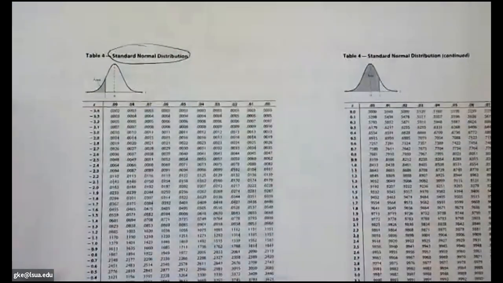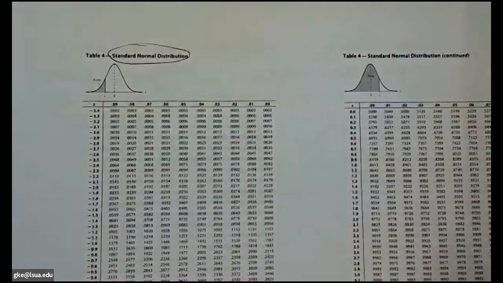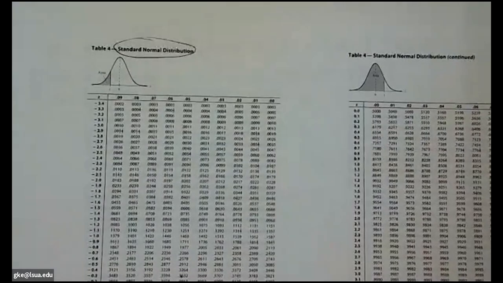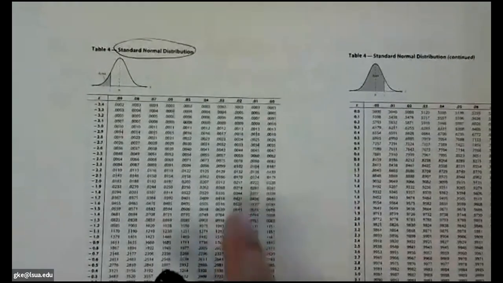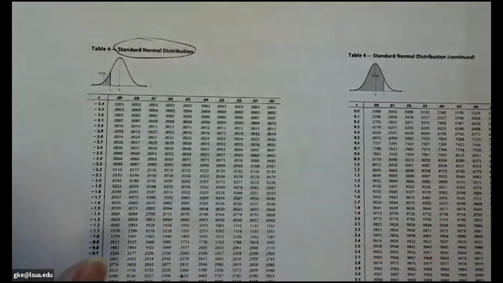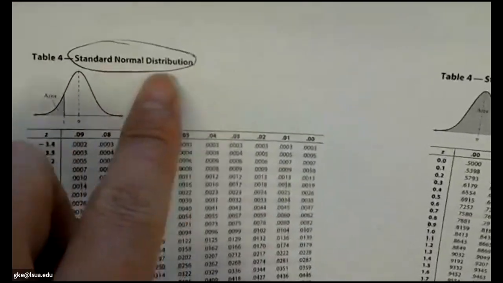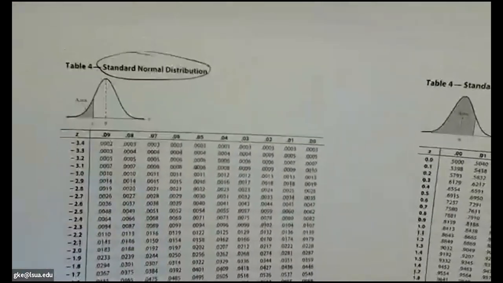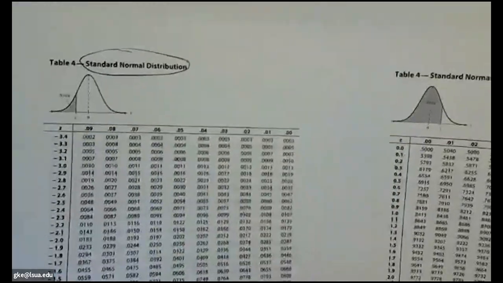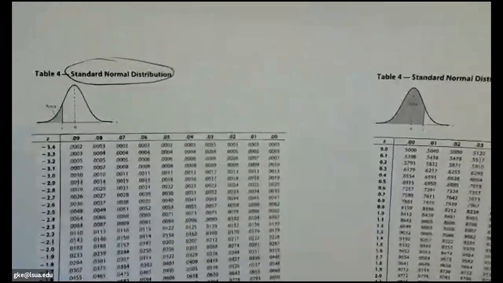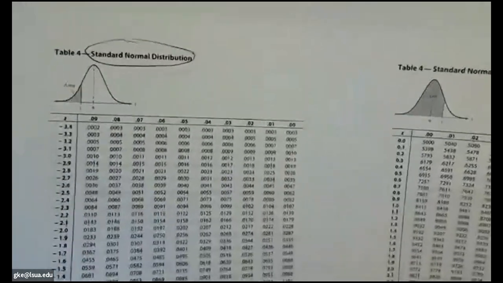Standard normal distribution. If you see a normal distribution and you want to calculate any kind of probability, you couldn't directly use this table. This table is always about the standard normal distribution. So if the problem is not about the standard normal distribution, you couldn't use this table directly.